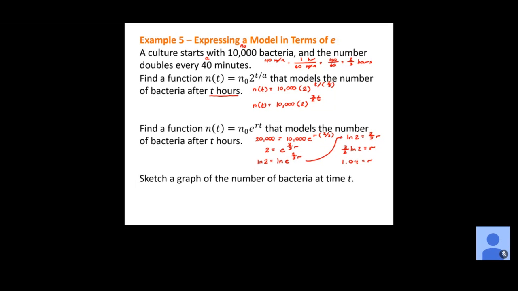Now, we can't stop there because we actually want the function itself, right? Not just the r value. So now I'm going to come back and I'm going to write what the actual function would be. So we have N of t equals N sub 0, which is our initial population of 10,000, e to the 1.04 times t.